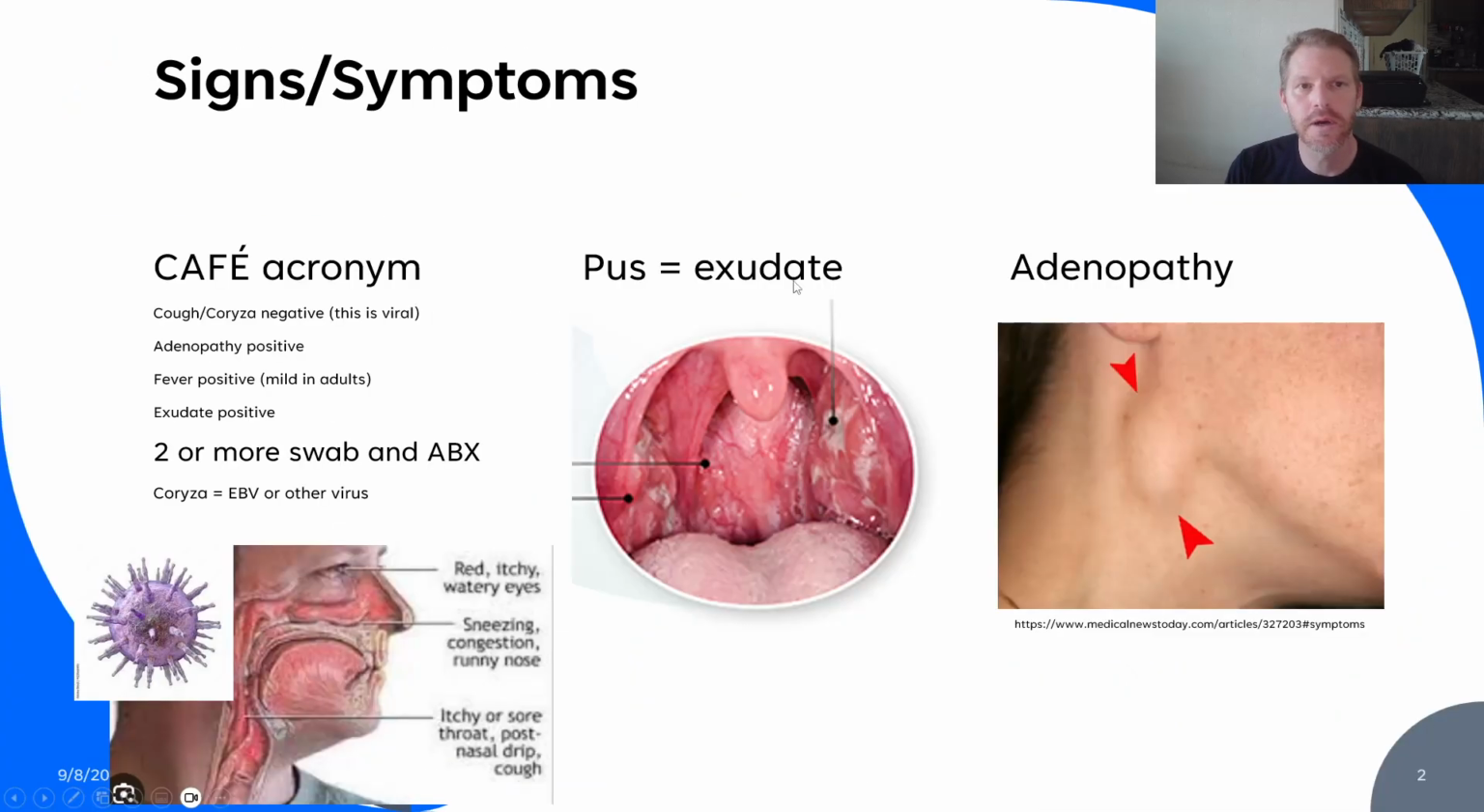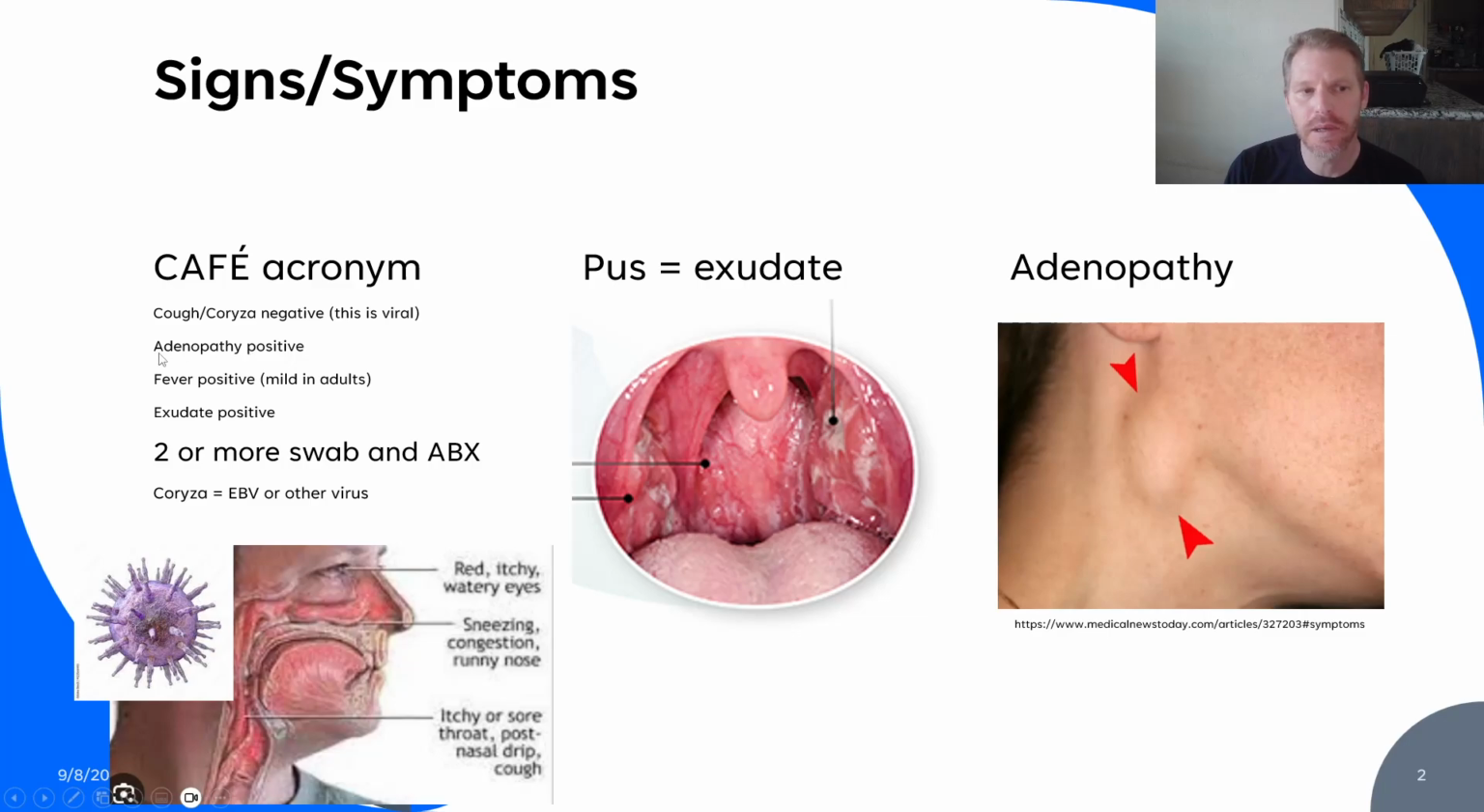So, too far. So here we go. So what are some signs and symptoms of strep throat? So in medicine, I have memorized the CAFE acronym to help me. Basically, what that stands for is cough, adenopathy, fever, and exudate, so CAFE. And if you have a positive cough, it's probably not strep throat. It's probably viral. And the coryza part of it is basically conjunctivitis, runny nose, a cough. That would indicate more a viral upper respiratory infection.